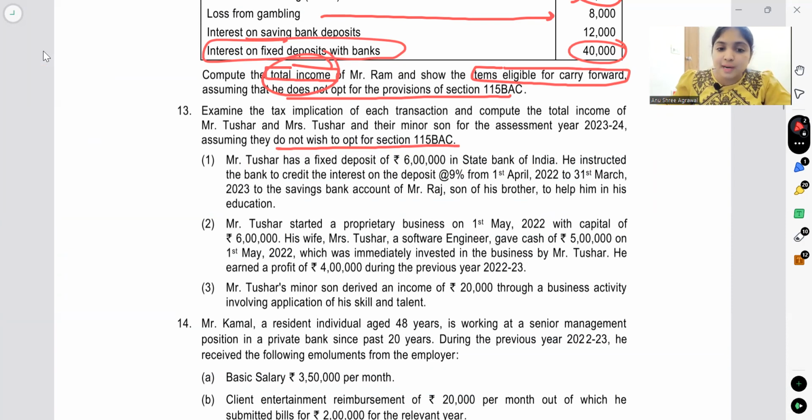He instructed the bank to credit the interest on the deposit at 9% from 1st April to 31st March to the savings bank account of Mr. Raj, son of his brother, to help him in his education. What has happened here? Mr. Tushar did not transfer the FD. He only transferred income from the FD to Mr. Raj, who is son of his brother. This is clearly the case of transfer of income without transfer of asset.